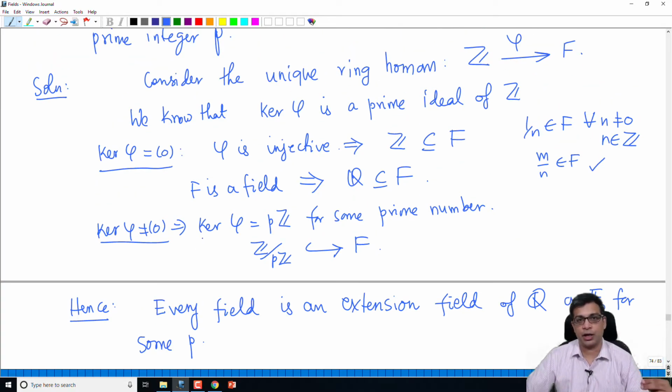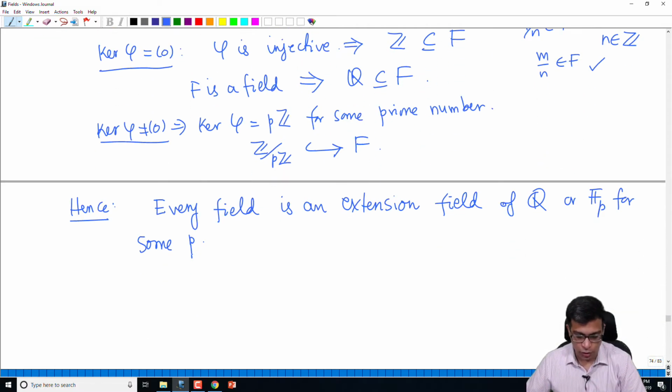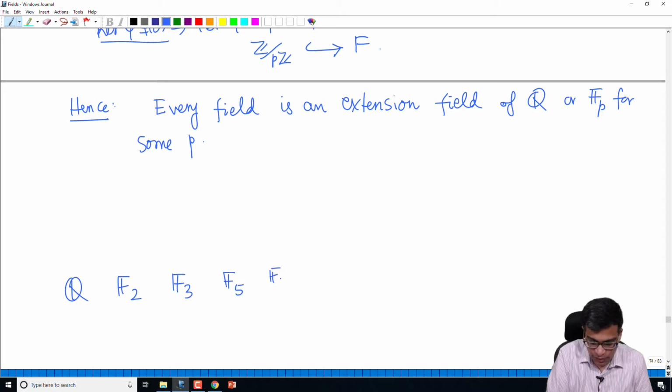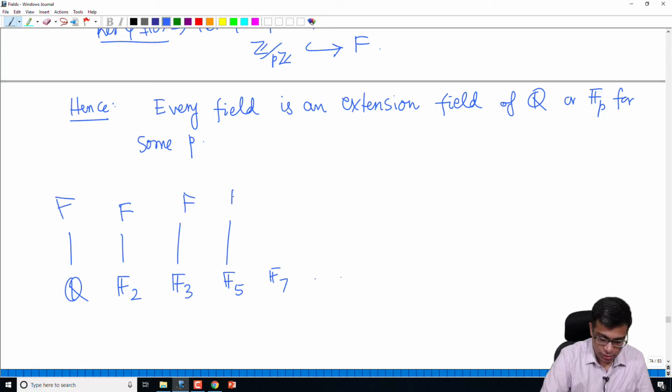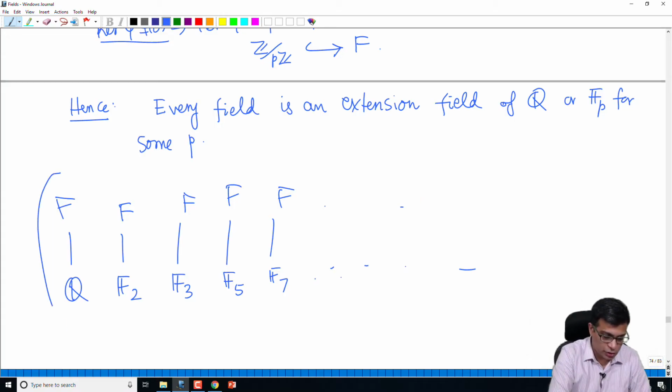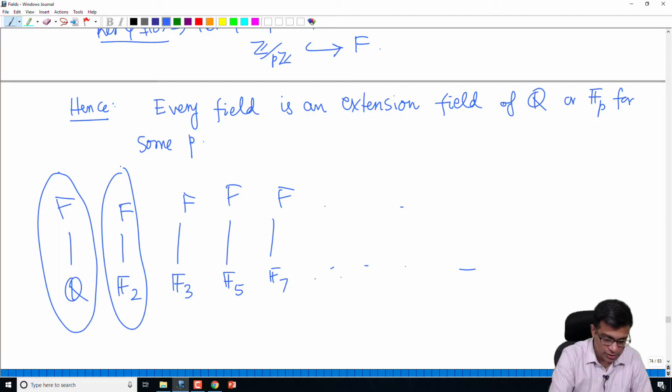If it contains Q, it cannot contain Fp. If it contains Fp, it cannot contain Fq for some other prime Q. So it is exactly one. Basically the world of fields sits above either Q or F2 or F3, F5, F7 and so on. You have fields above each of these, and every field is above exactly one of them. There is no connection between these; they are all disconnected.